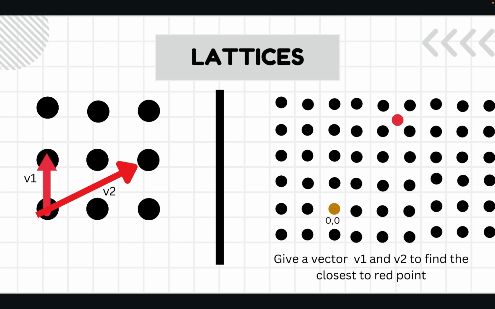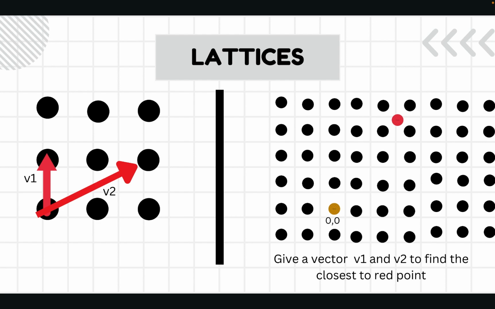So the CVP is a well-known problem in computational mathematics and is widely considered to be computationally difficult, making it a good candidate for PQC because it's believed to be resistant to attack by quantum computers. So you will be tasked with finding the integers m and n such that the lattice point you can find, m multiplied by the unit of v1 plus n multiplied by the unit of v2, is as close as possible to the target point.